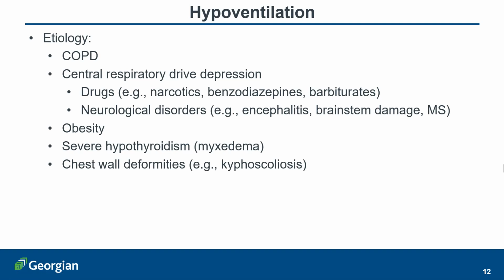What are the etiologies of hypoventilation? They include COPD and asthma, as obstructive lung disorders, which we'll be discussing. Central respiratory drive depression caused by drugs such as the narcotics, morphine, fentanyl, as well as benzodiazepine and barbiturate. Various neurological disorders such as encephalitis, multiple sclerosis, and brainstem damage to the respiratory centers in the brainstem. All those can cause hypoventilation, as can obesity, because of the interference in the functioning of the diaphragm. That's similar to kyphoscoliosis as well. And lastly, severe hypothyroidism, whereby the entire metabolic rate in the body decreases significantly, including the breathing rate.